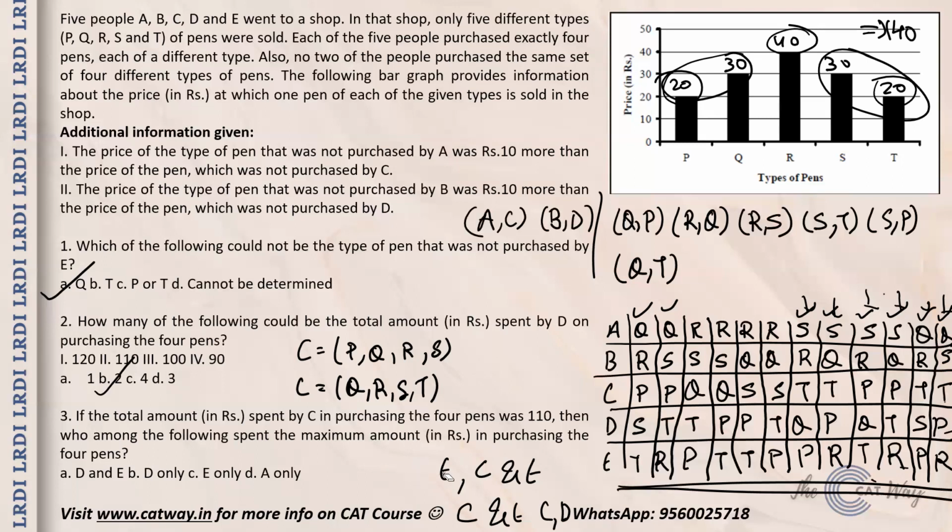So always when you see the people, the person who has the possibility of spending the highest amount is among C or D or E. Now, because you do not have to consider C, the possible option is D or E. And the correct answer is option number A in that case.